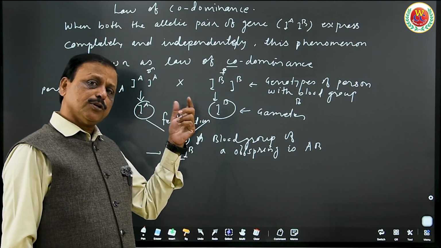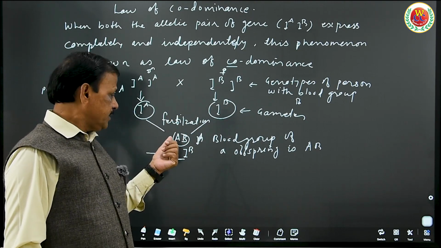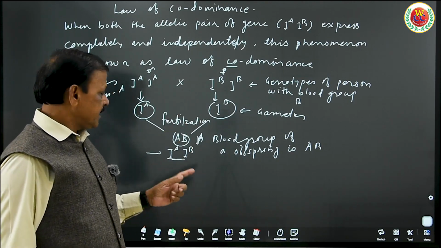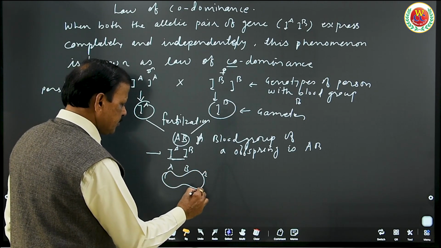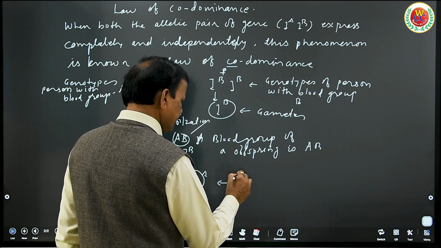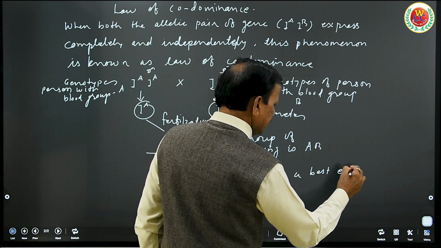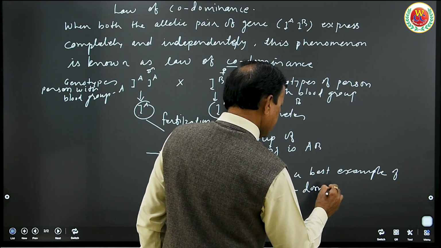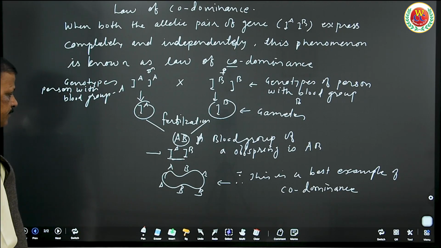So this is an exception to the law of dominance, in which any one allele has to express in the presence of the other allele, as in Mendel's law. But here both alleles express and produce glycoprotein over RBC. Both IA and IB produce glycoprotein over RBC, and therefore this is the best example of codominance.